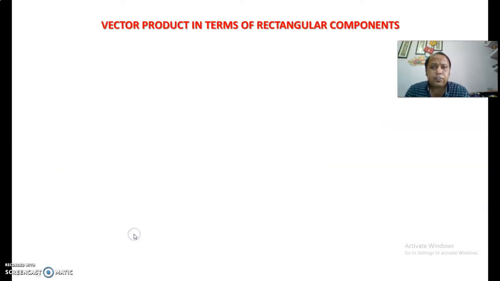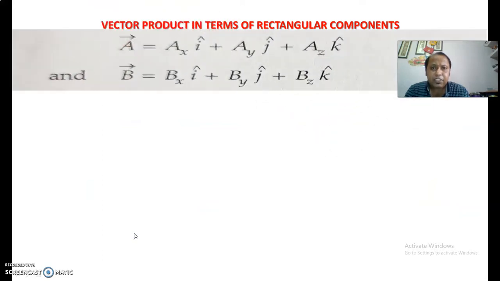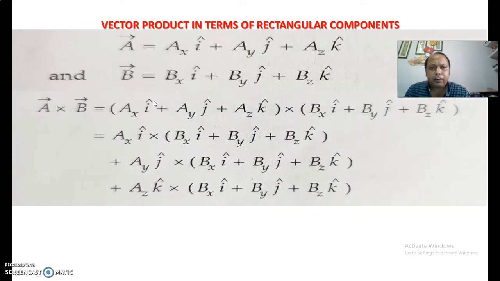Now suppose we have two vectors, vector A, which is given by ax i cap plus ay j cap plus az k cap, where ax, ay and az are the rectangular components along the x-axis, y-axis and z-axis respectively. Similarly, vector B is given by bx i cap plus by j cap plus bz k cap, where bx, by and bz are the rectangular components of vector B along the x-axis, y-axis and z-axis respectively. Now let us see how we can find the value of A cross B.